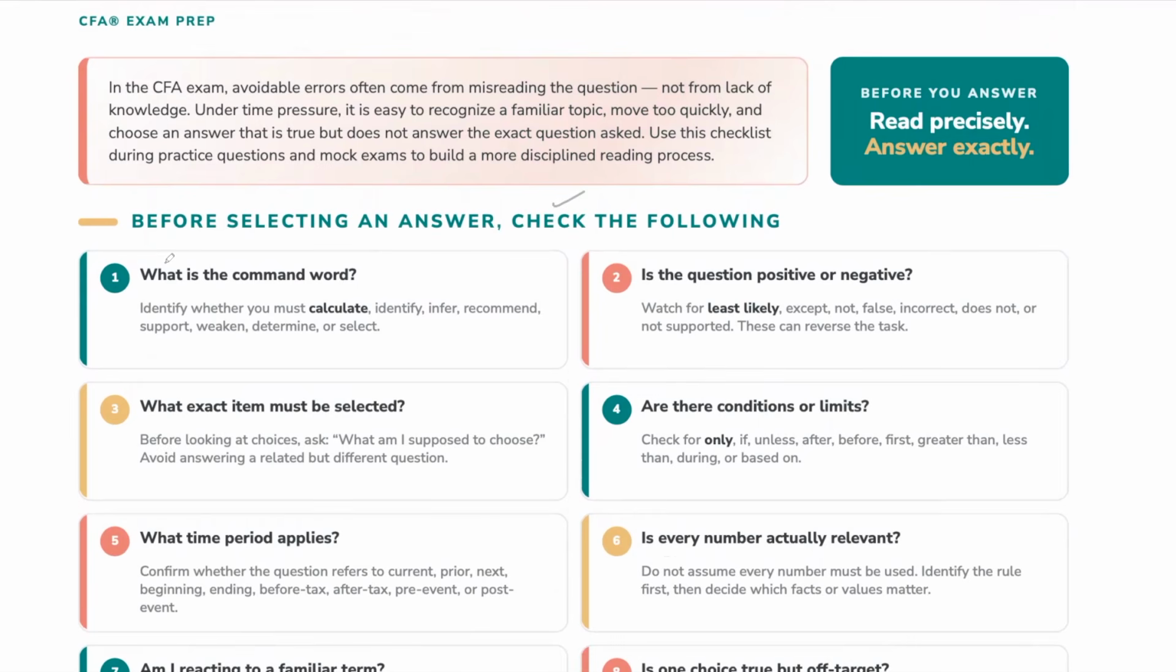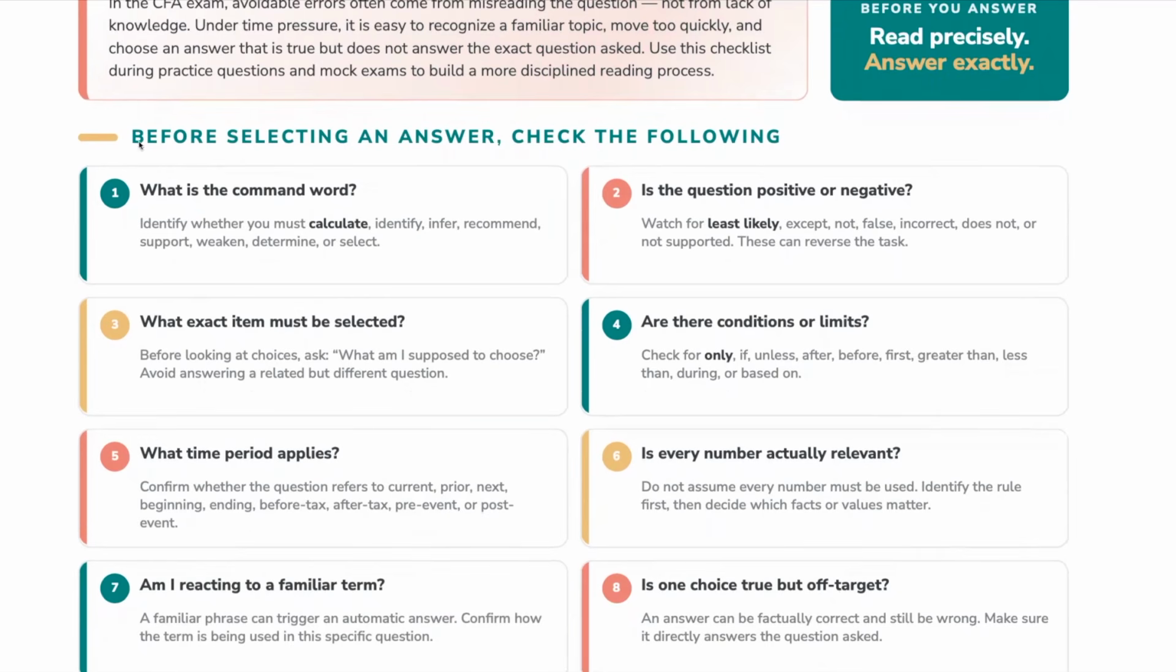Let's zoom into the first point. What is the command word? This means you need to identify whether the question is asking you to calculate, identify, infer, recommend, support, weaken, determine, or select. This matters because different command words require different thinking. Suppose a question says, which of the following most likely supports the analyst's conclusion? That is not the same as asking which statement is true. A statement can be true and still not support the conclusion.